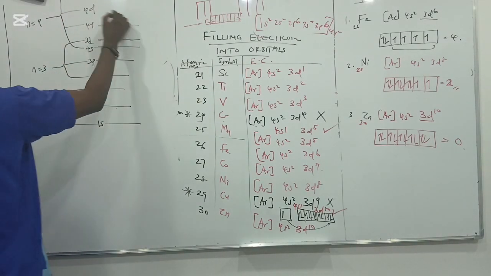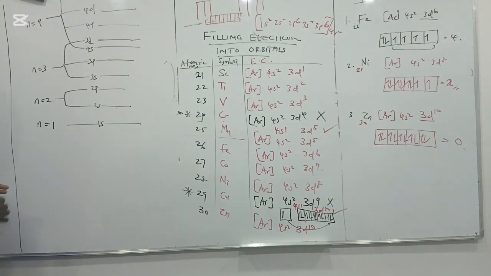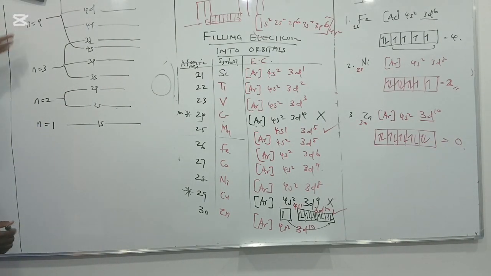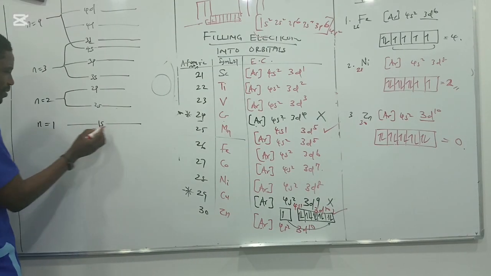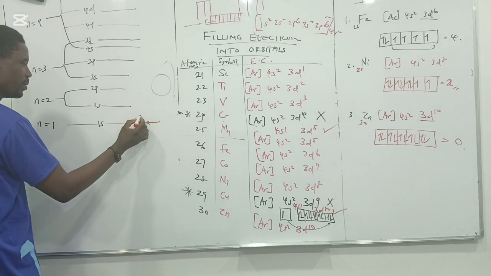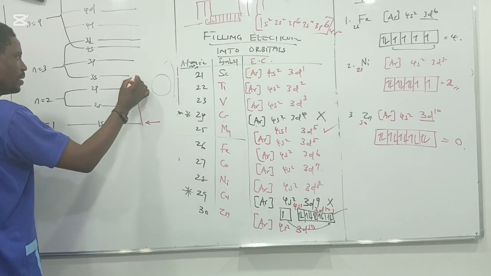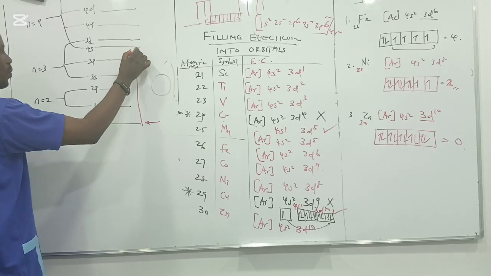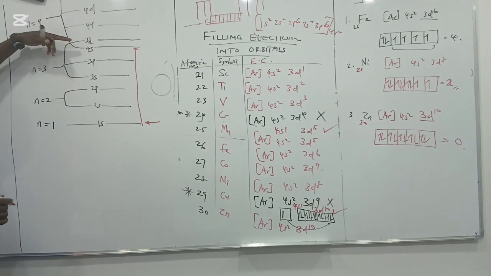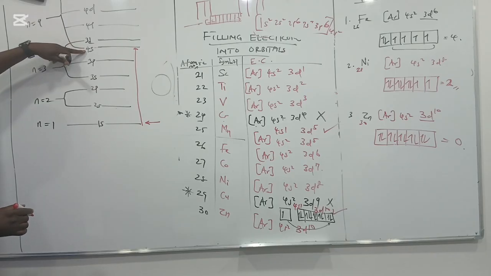I can continue like that, but this is none of our business now. This is the first shell, this is the second shell, this is the third shell, this is the fourth shell. But look at this: when filling electrons, we fill the lower one first before the higher one. So by the Aufbau principle, we go like that. You can see the reason why we fill 4s first before 3d, because 4s is of slightly lower energy.